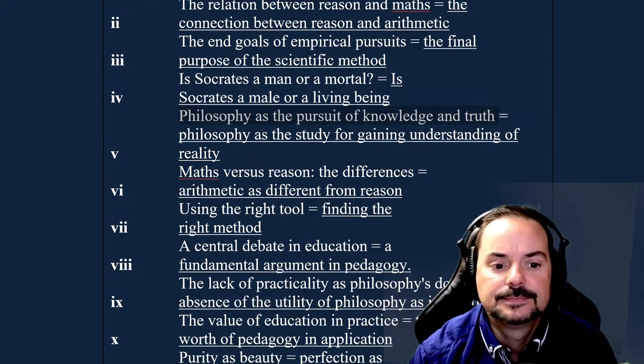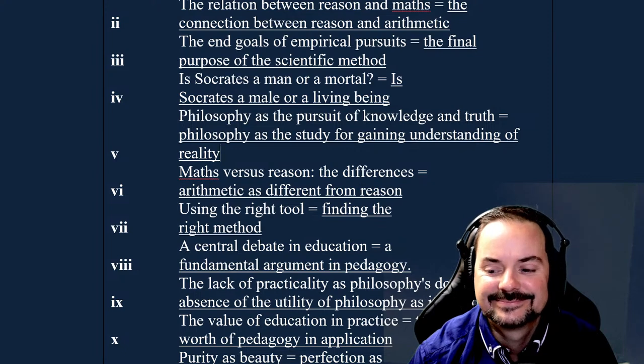I cannot see it. Okay, philosophy is the process of knowledge.